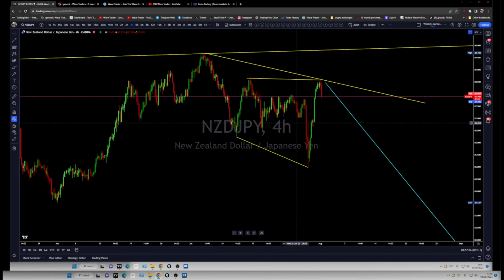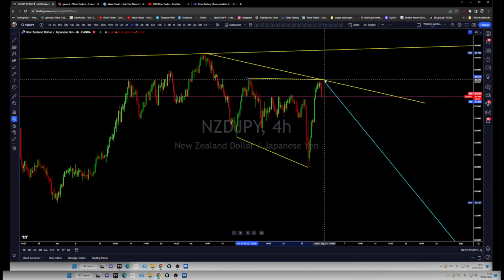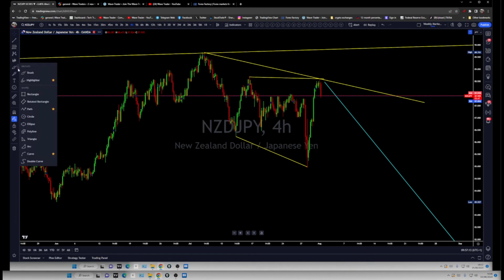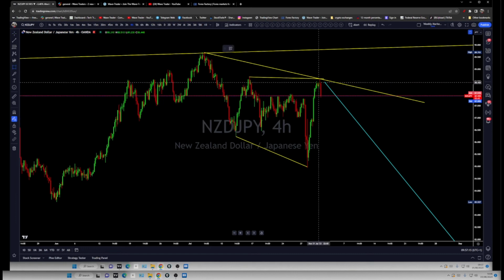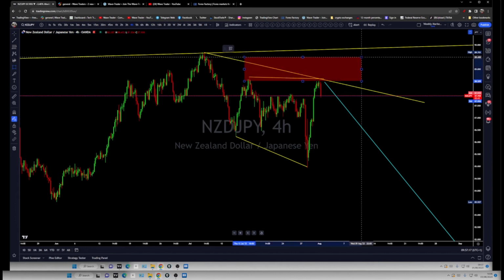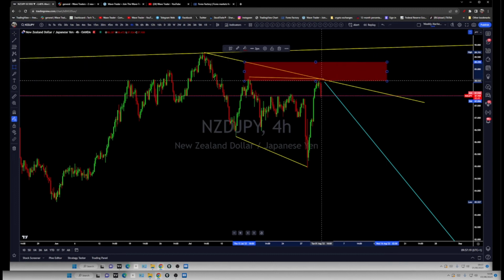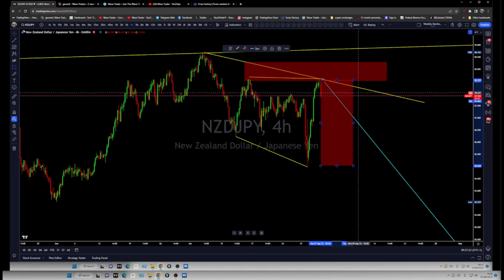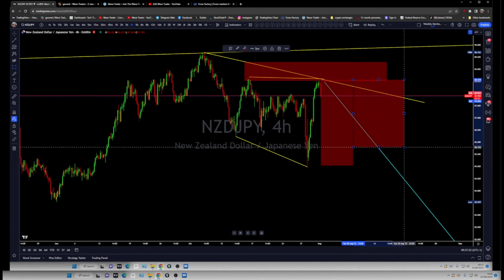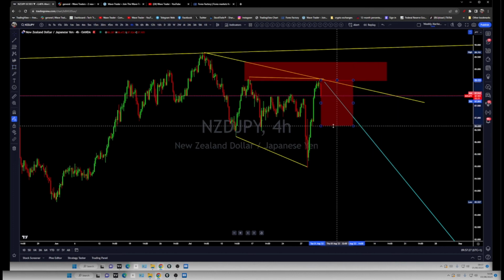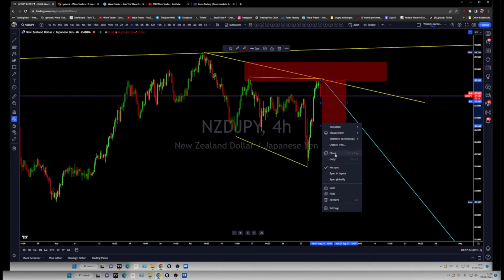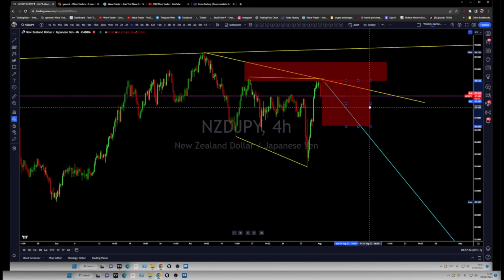So what you are expecting from the Kiwi Yen is a short opportunity. If I pull out my rectangle, you can put the stop loss somewhere behind that previous top once you get the entry. This is the kind of trade you are looking for. First of all, you're covering your stop loss, one to one at least.